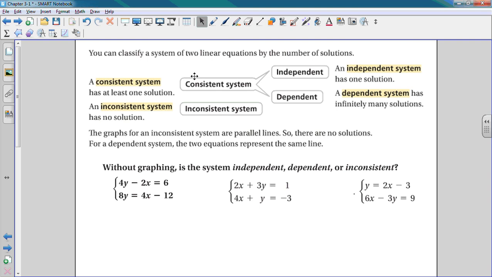Now, the next sentence: graphs for inconsistent systems are parallel lines. What do we know about parallel lines? What do you know about the equations of parallel lines? They have the same slope, so their m is the same. And what do I know about their y-intercepts? They're what? No, they don't have to be 0. Parallel lines have the same slope but different y-intercepts. Yes. Okay, different.